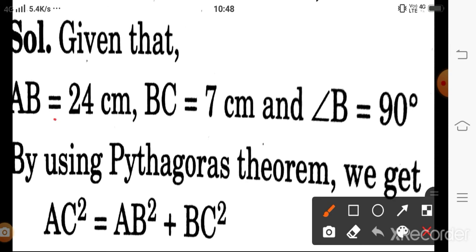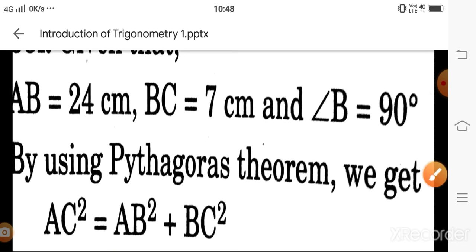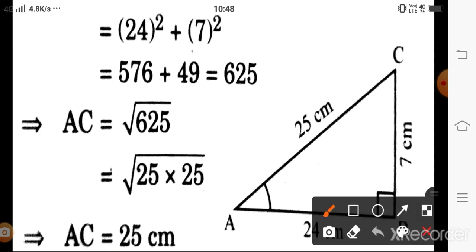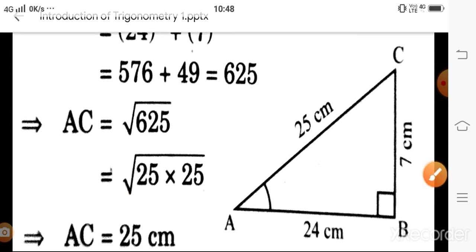If we have these values, 24 and 7, then using the Pythagoras theorem, AC square is equal to AB square plus BC square. By using the Pythagoras theorem we are able to find the value of AC. Then AC is 25 centimeter. Now we have the hypotenuse.